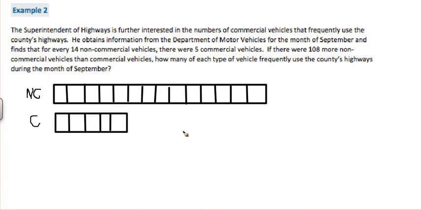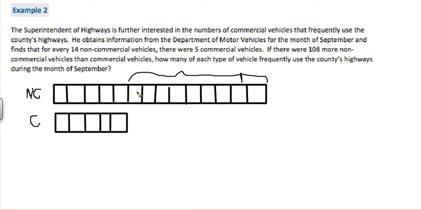The question further says, if there were 108 more non-commercial vehicles than commercial vehicles, and we'll stop there. The portion of the tape diagram of non-commercial vehicles that is more than commercial vehicles is the section that goes beyond the tape diagram for the commercial vehicles.